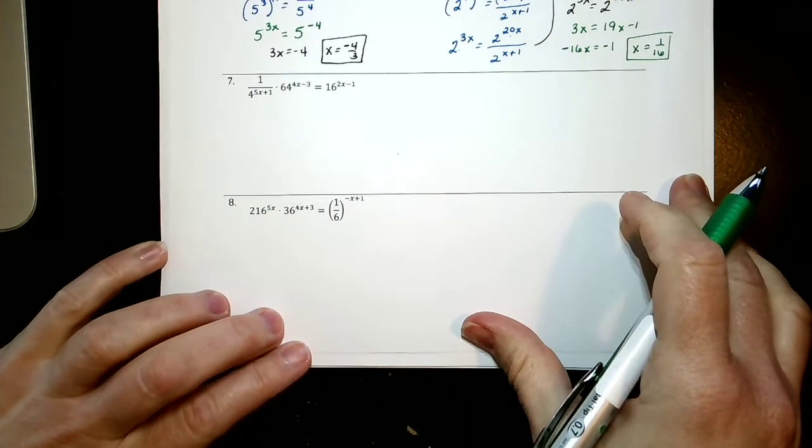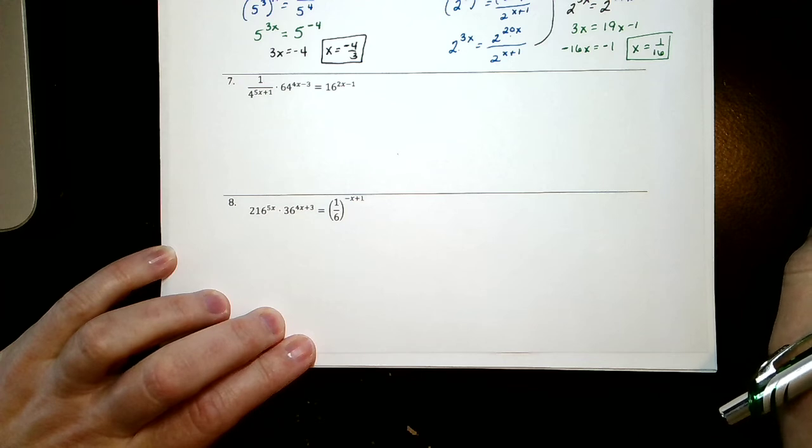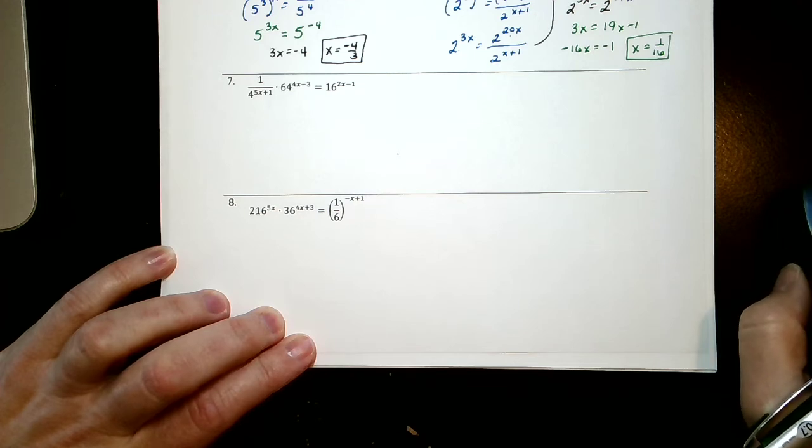Okay. All right. Number 7. Ooh, number 7 and number 8 look really challenging. We have a base 4, we have a base 6, and we have a base 16. These can all be rewritten with a base 4. So I'm going to pause the video, you pause as well, and see if you can rewrite with all base 4.